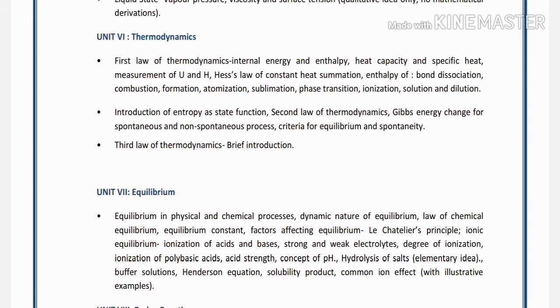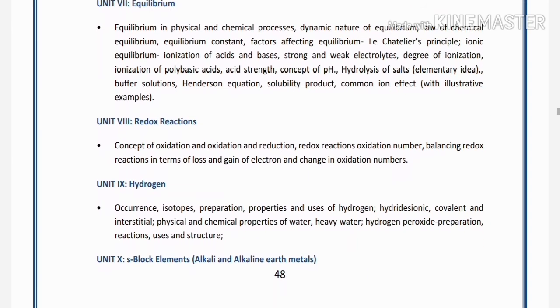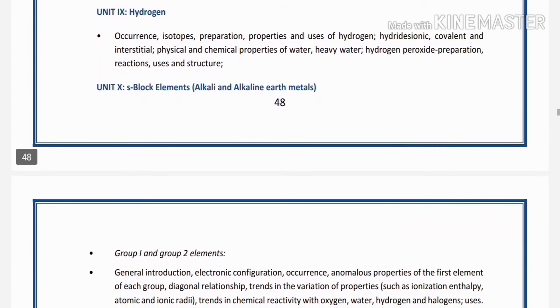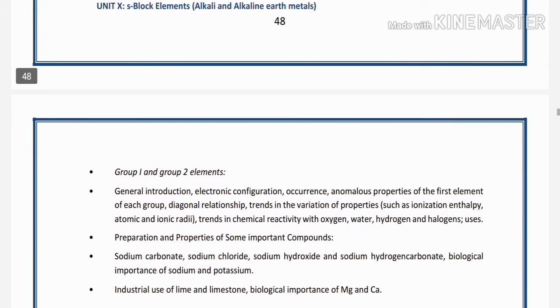Unit 8, redox reactions. Concept of oxidation and reduction, redox reactions, oxidation number, balancing redox reactions in terms of loss and gain of electron and change in oxidation numbers. Unit 9, hydrogen. Occurrence, isotopes, preparation, properties and uses of hydrogen, hydrides: ionic, covalent and interstitial, physical and chemical properties of water, heavy water, hydrogen peroxide: preparation, reactions, uses and structure.